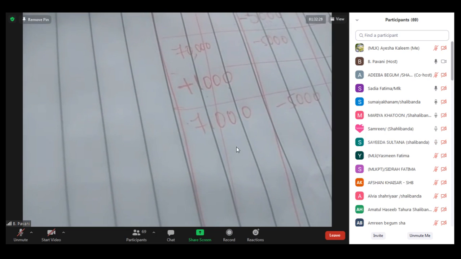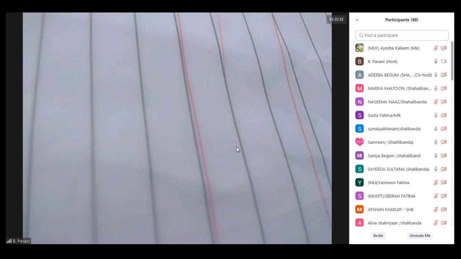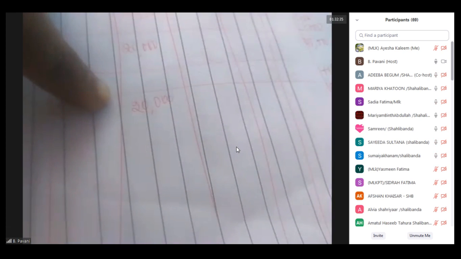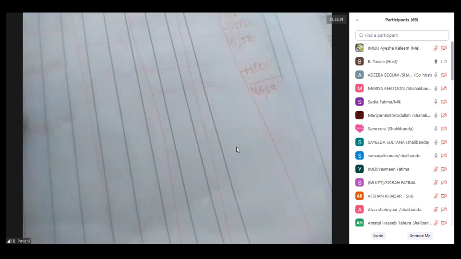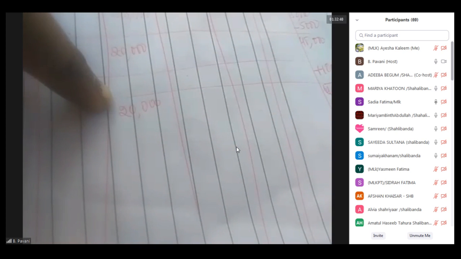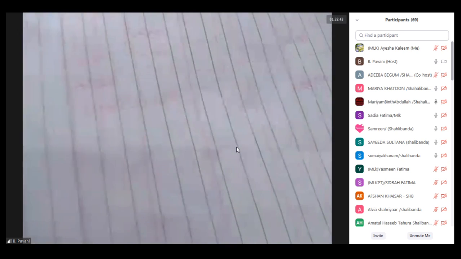Now see here, 71,000 minus 5,000 is how much? 66,000. Now you see this side. 20,000 plus 46,000 is how much? 66. Same is coming, no? Yes. Now see the fifth transaction.